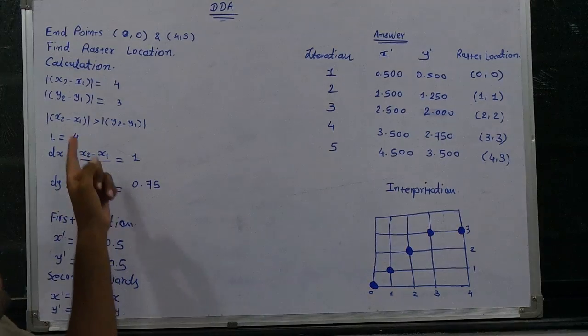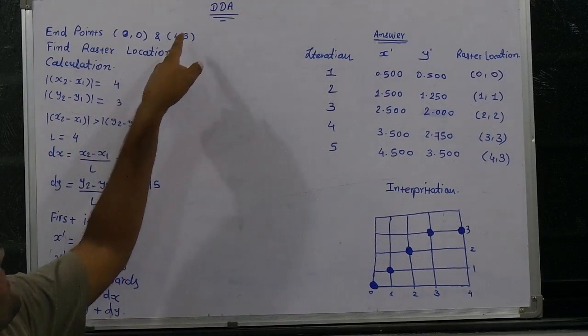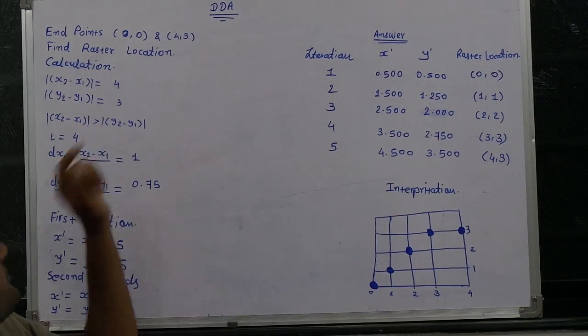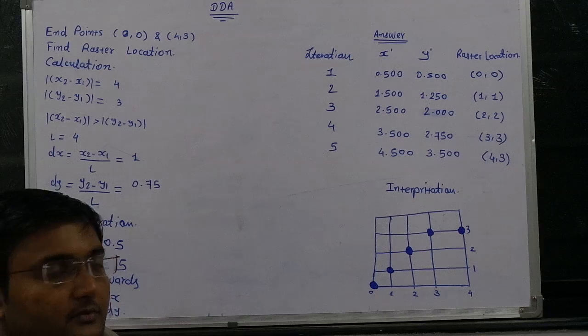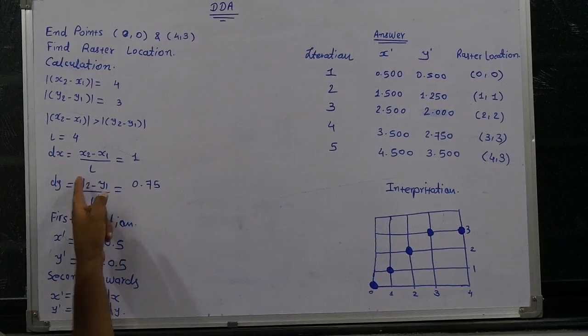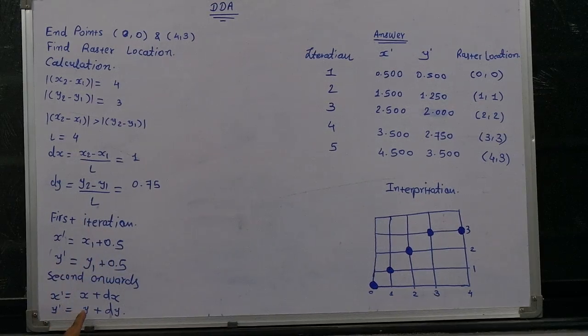Okay. So here x2 minus x1 means 4 minus 0 is equal to 4 and y2 minus y1 is equal to 3 minus 0 is equal to 3. So x2 minus x1 is greater than y2 minus y1, and that's why length is equal to 4. Now as we know the length, we are able to find out the values of dx and dy, and we are able to find out the second iteration also.